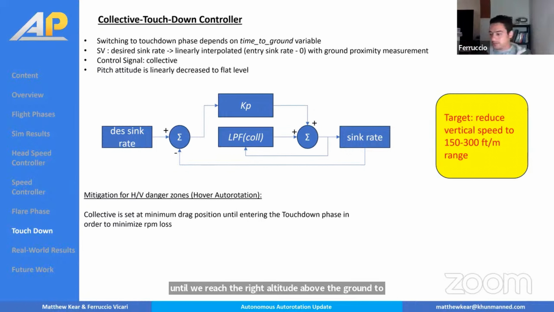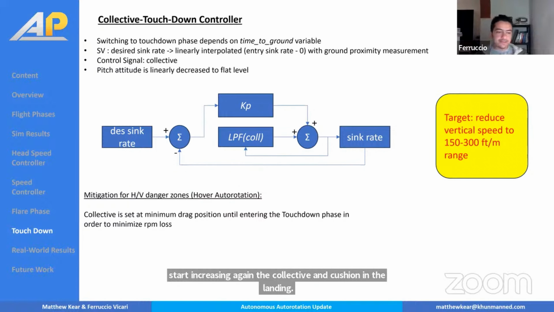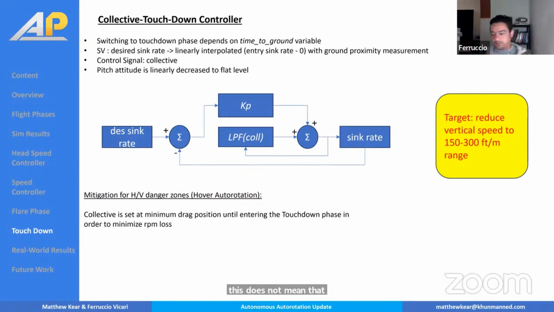This does not mean that it is safe to perform such a maneuver from a hover altitude above, let's say, the rotor diameter as a reference, but it could save a lot of energy in the rotor by decreasing the blade angle of attack, basically. So it's a stretch to the height velocity diagram. Okay, next one.